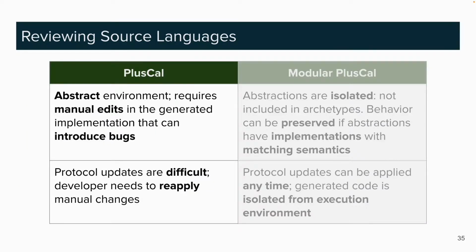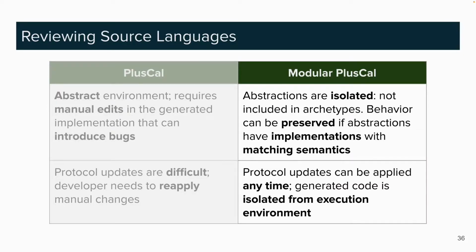So if you want to compare PlusCal and MPCal with each other, in PlusCal, the process of translating a model into an implementation is manual and error-prone. This also makes protocol updates difficult because they have to be applied manually, and keeping the model and implementation in sync is not easy. On the other hand, MPCal allows automatic implementation generation by making the system definition and its environment separated.